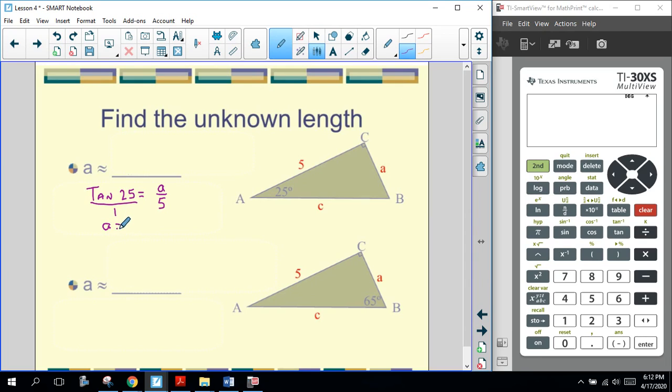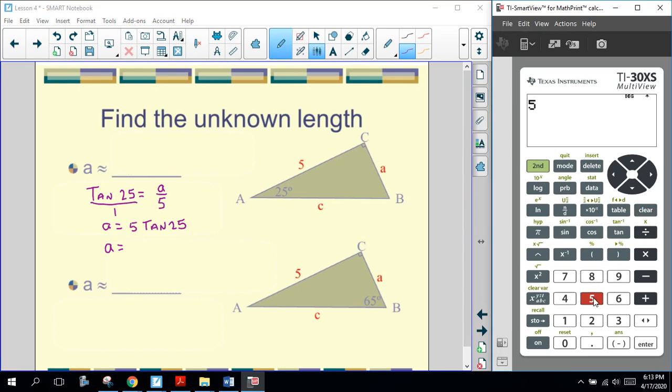And that's equal to 5 times the tangent of 25. So really, what I have to find A is I'm taking 5 times this decimal number that we found earlier, and this is basically just a calculator activity to find your answer. So all you have to plug into the calculator is exactly that.